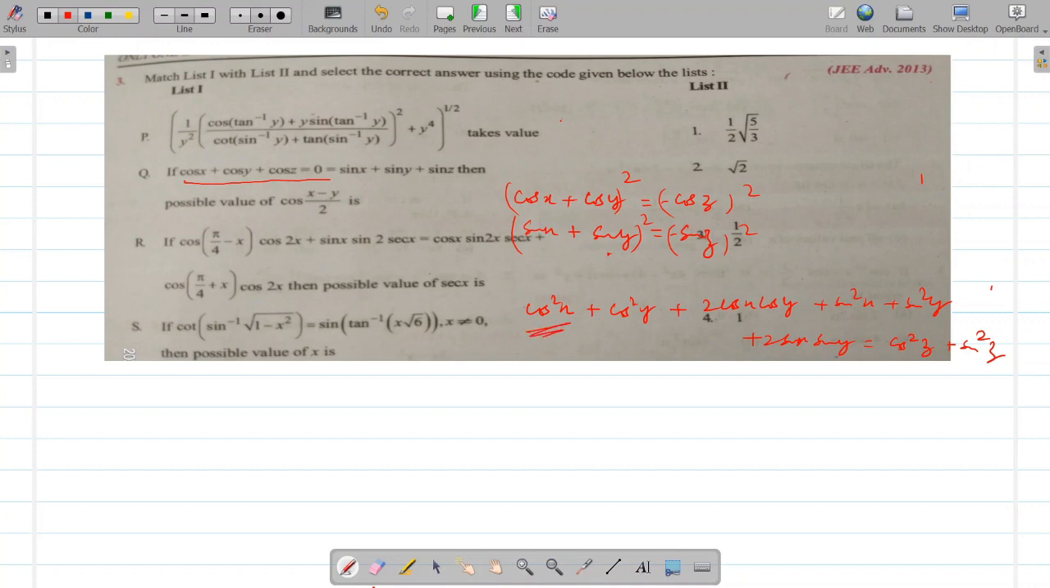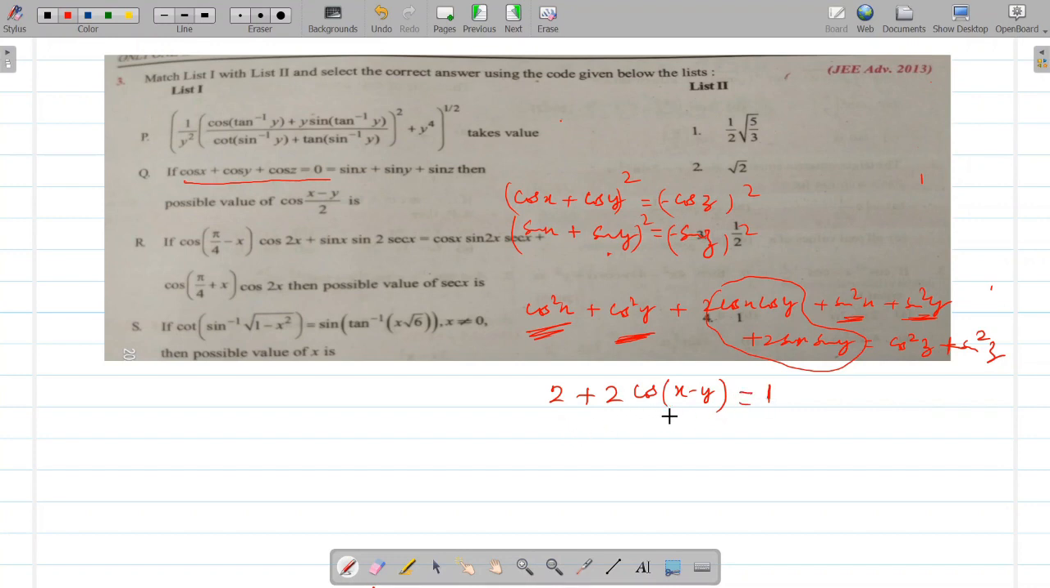So you can see the cos square x plus sin square x will become 1. This cos square y plus sin square y is equal to 1. And this side cos square z plus sin square z will also become 1. So we get 2 plus 2. Here we'll use the formula of cos A cos B plus sin A sin B. So we'll get 2 cos of x minus y is equal to 1.